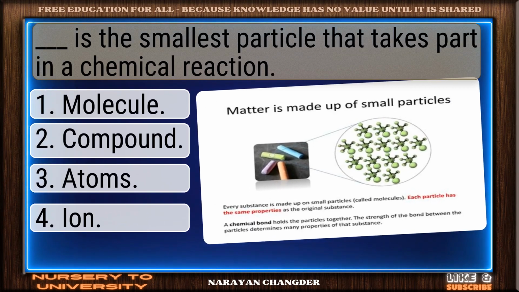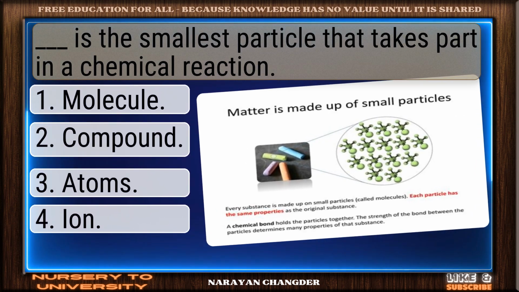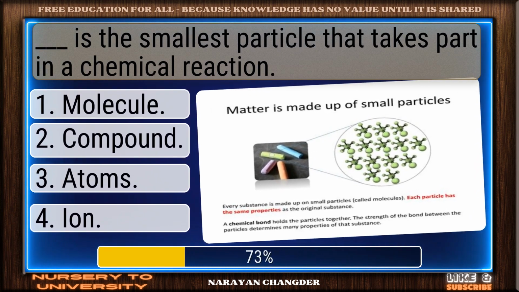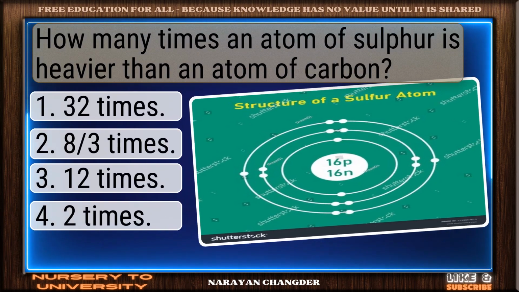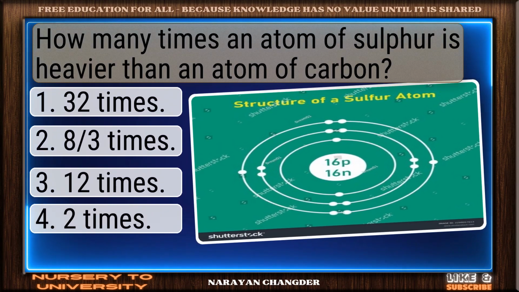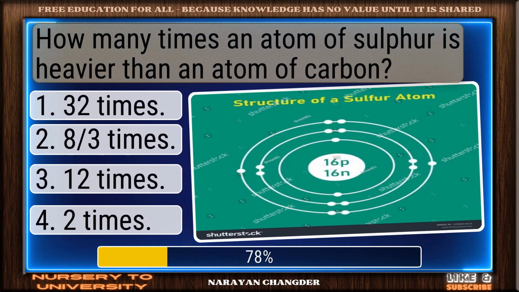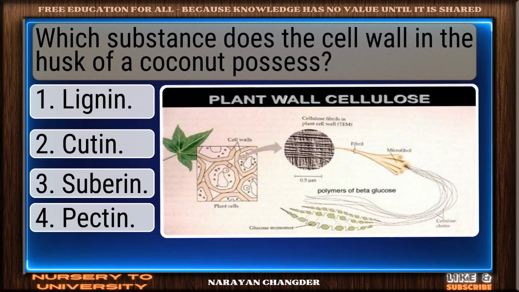Question number 72. Dash is the smallest particle that takes part in a chemical reaction. Valid point. Atoms is true. Question number 73. How many times an atom of sulfur is heavier than an atom of carbon? Perfect. 8/3 times is the correct choice.